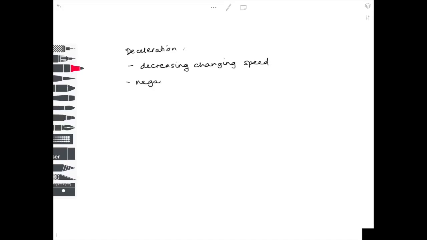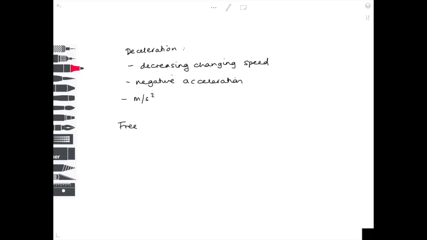Carrying on with this topic, let's ask ourselves, what is deceleration? Well, as the name suggests, it is the opposite of acceleration. So we are slowing down, so it's a decreasing changing speed, which is the same as negative acceleration. And remember, the units will be meters per second squared, the same as acceleration.